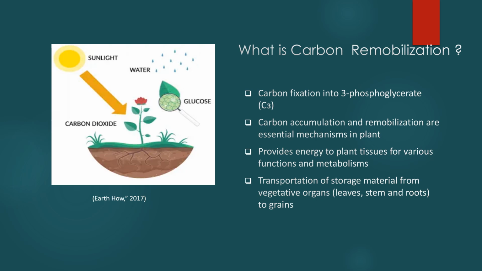Carbon accumulation and remobilization are critical mechanisms in plants for ensuring energy transfer between tissues with different functions or metabolic needs, as well as for supporting the new generation. Remobilization of storage material from vegetative organs to grain compensates economic yield, particularly in drought stress conditions.